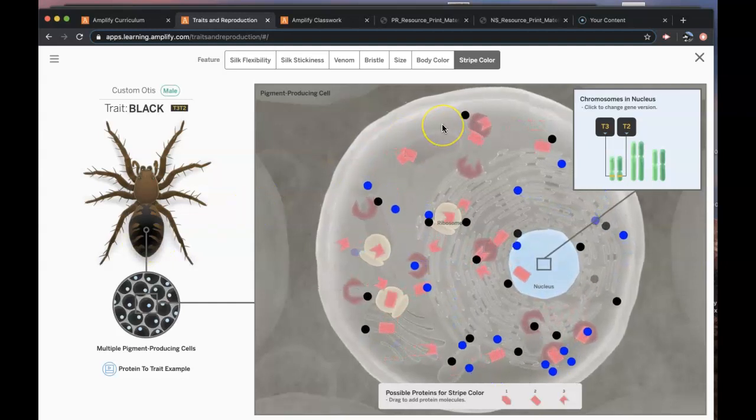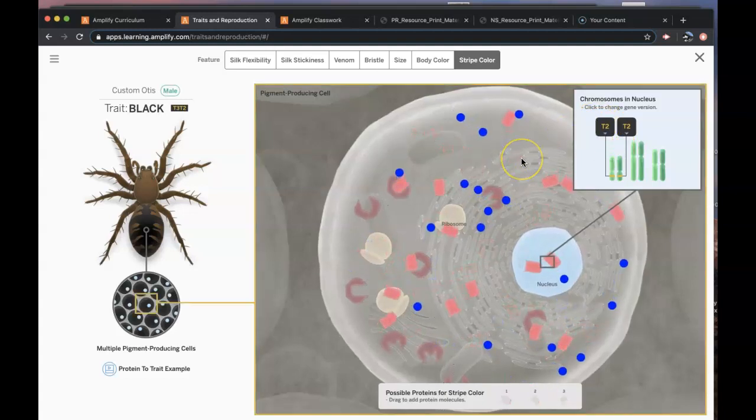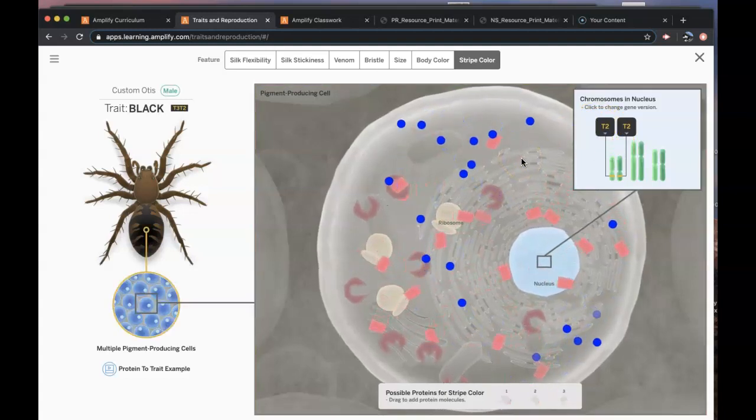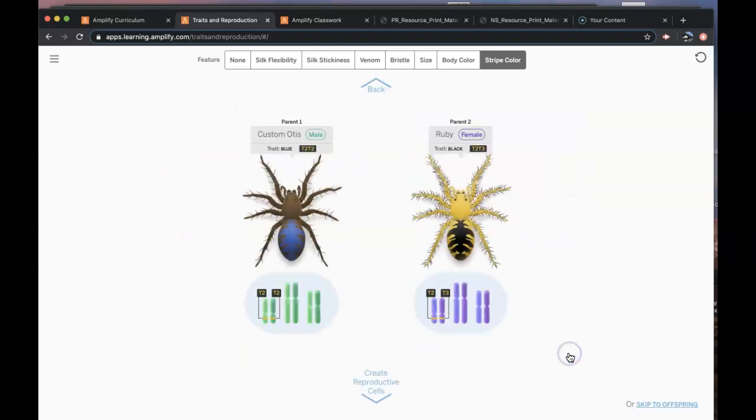Okay, so I'm going to change him back to his original genes. And then I'm going to drag Ruby and Otis together, and they're going to mate. So I've dragged them together, and the question is, if Otis and Ruby have offspring, what color stripes do you think they will have?